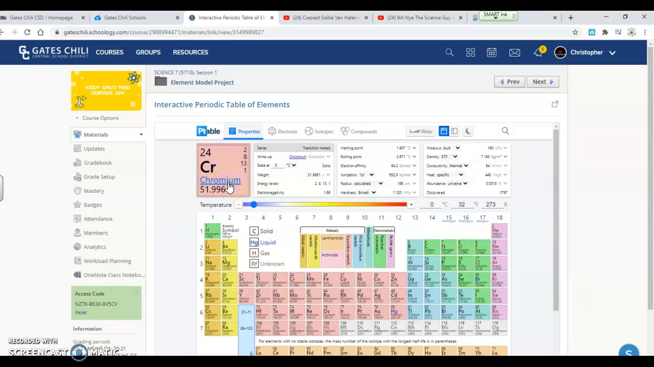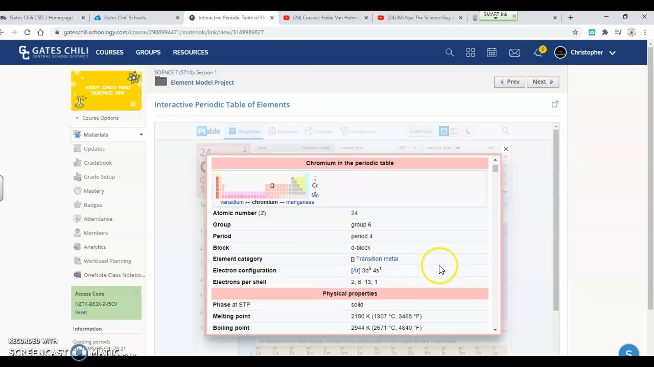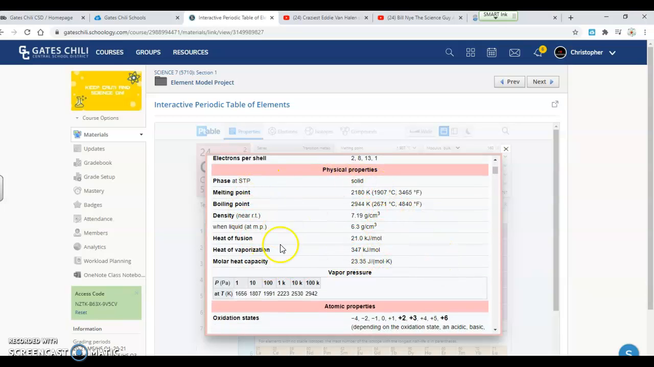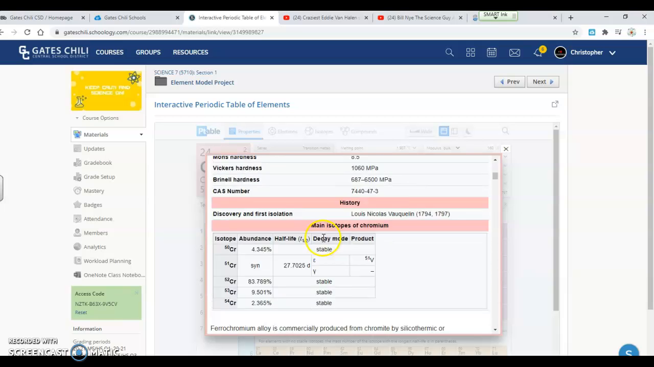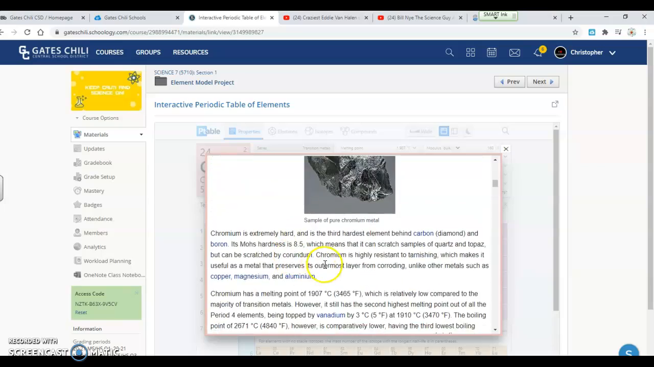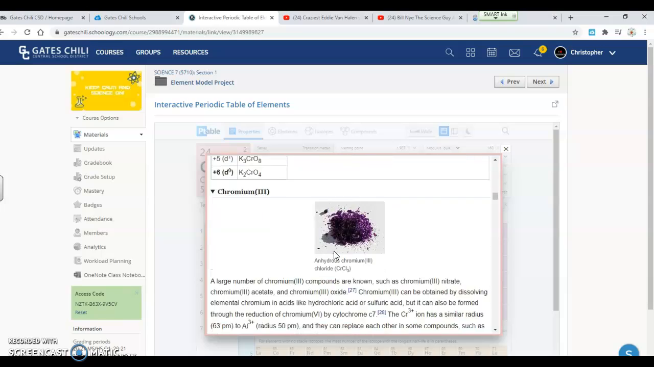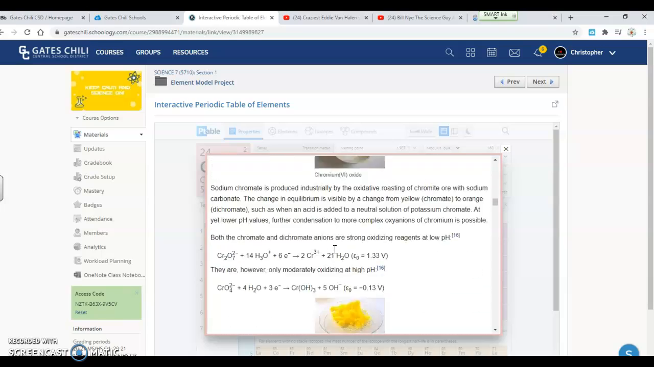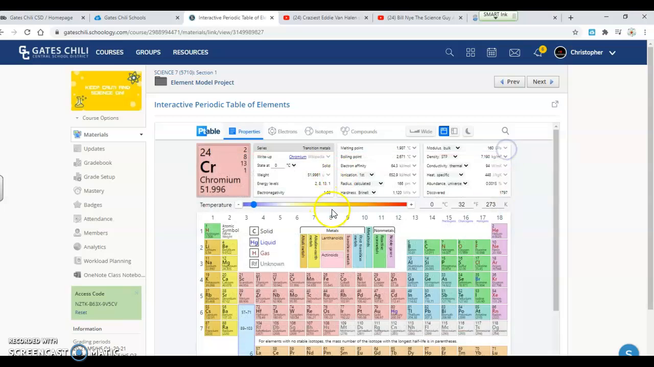If I'm doing number 24 chromium, you can click on chromium to see a picture of what it looks like as a metal. You can find all the measurable physical properties, other properties, and interesting information. What is this used for? Is it found as a compound with other elements? Where can it be found? When was it discovered? Find the most interesting things you can and tell us what it is and why it is.